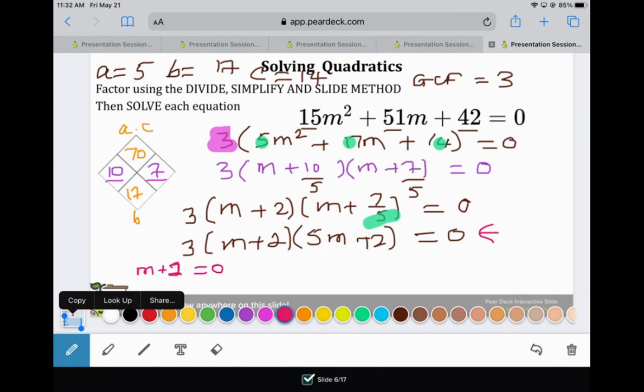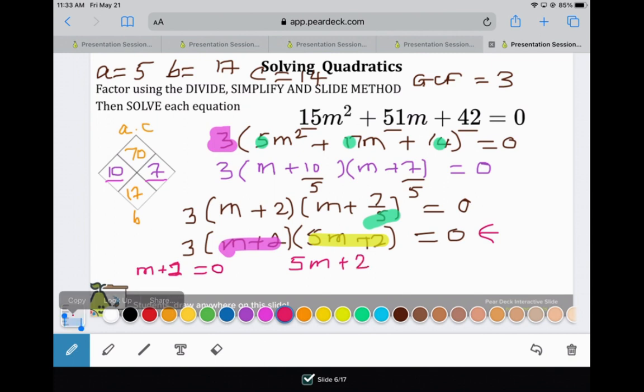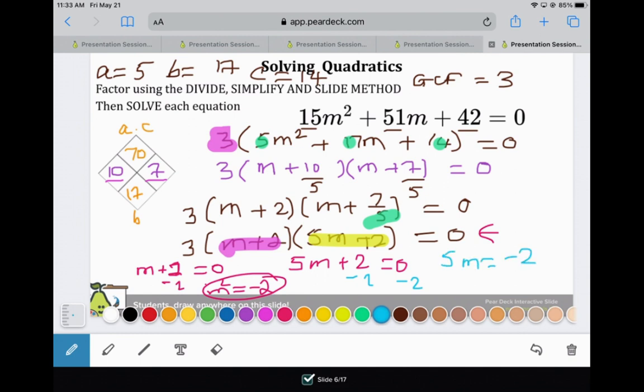So we set each of the expressions, this one and this one, each of them equal to 0. So 5m plus 2 equals 0. So this is minus 2. M is negative 2. So that's my first solution. Minus 2 on both sides. 5m equals negative 2. Divide by 5. M is negative 2 over 5. And we can leave it like that.